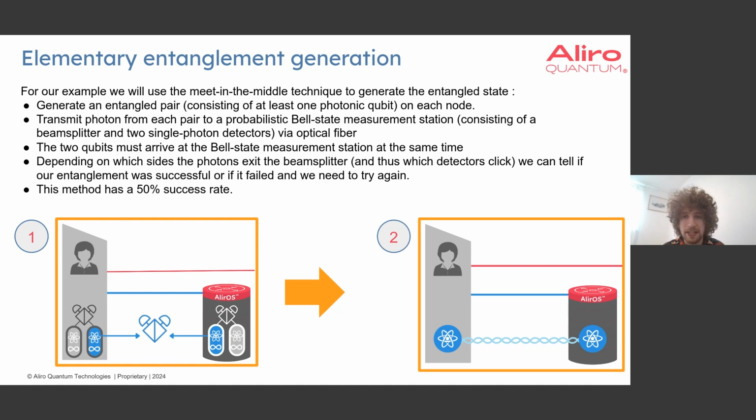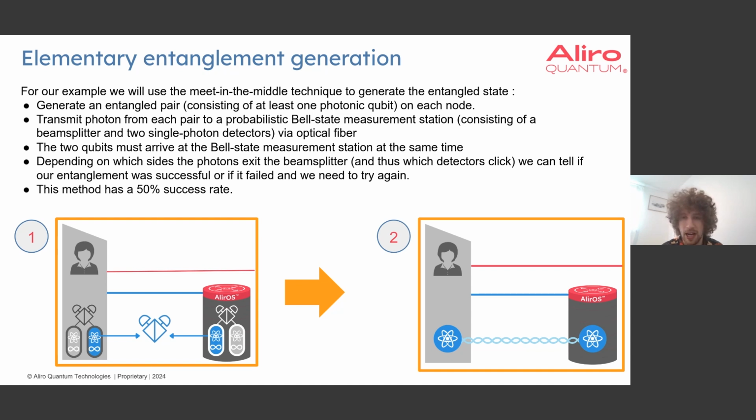For our example, we'll be using the meet-in-the-middle technique shown in the graphic below. The first step is to generate an entangled pair consisting of at least one photonic qubit on each of the two neighboring nodes. We will use an entanglement source to do this. We then transmit the photonic qubit from each of the two entangled pairs to a probabilistic Bell state measurement station, which consists of a beam splitter and two single photon detectors, via optical fiber.